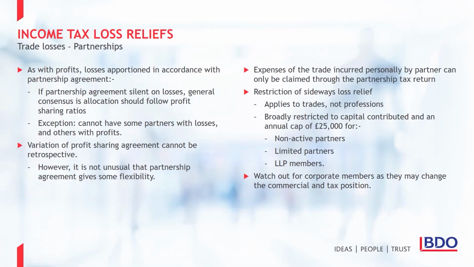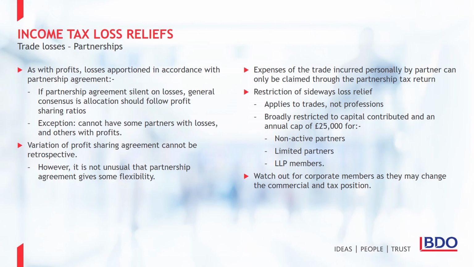Partnership losses. Partnership losses are calculated in the same way as partnership profits. The overall tax-adjusted profit or loss for the partnership is calculated, and then each partner is allocated their share of the loss in accordance with the terms of the partnership agreement. If the partnership agreement is silent on the subject of losses, the usual practice is that the losses would follow the profit-sharing ratios.